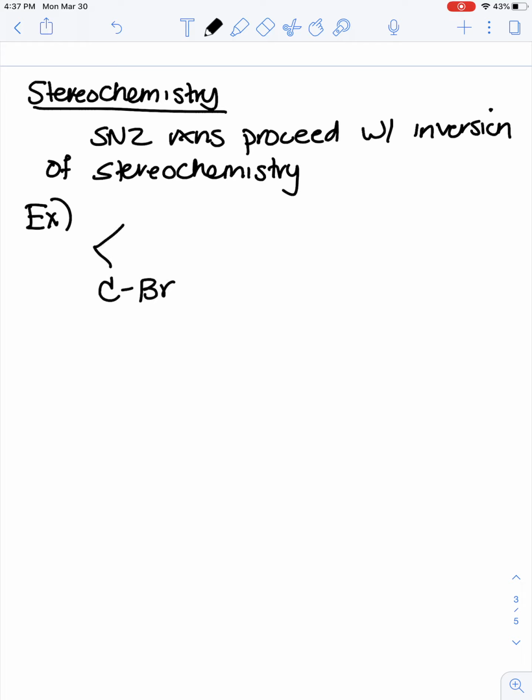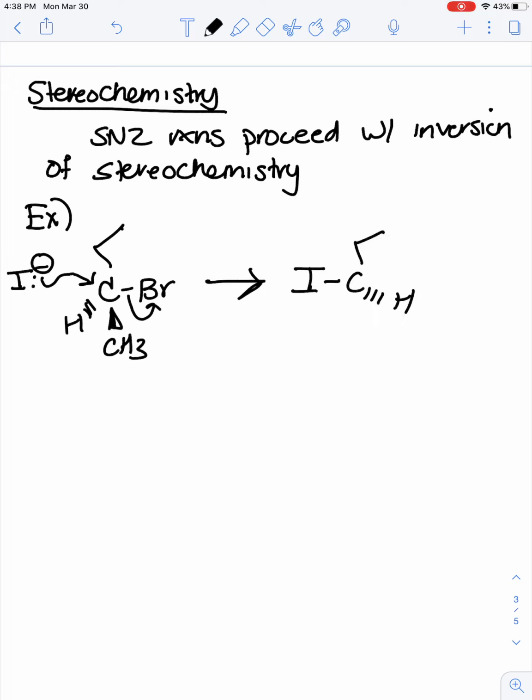If we look at this reactant here, this would be our electrophile or substrate. Our nucleophile is shown here. This iodide is going to come in and attack this carbon. The carbon-bromine bond is going to be breaking at the same time. And we're going to have inversion of our stereochemistry. The only way for that iodide to attach to that carbon is a backside attack, because that C-I bond is forming at the same time as that C-Br bond is breaking.